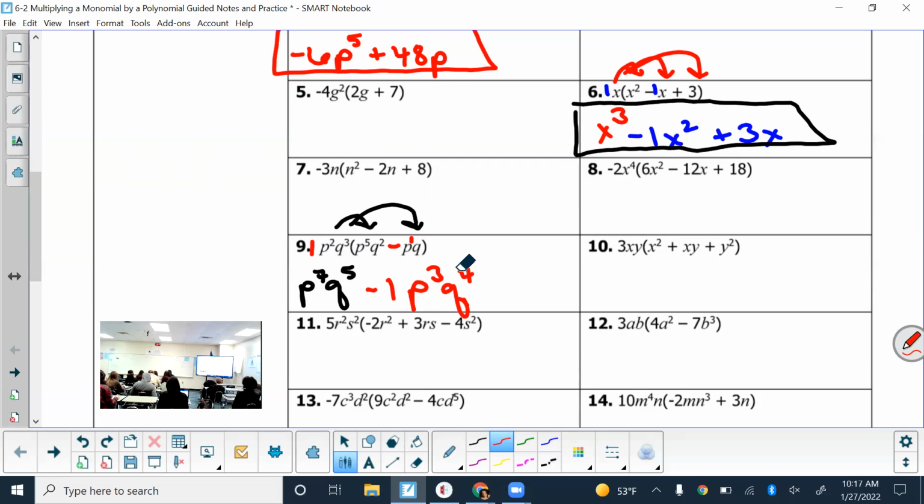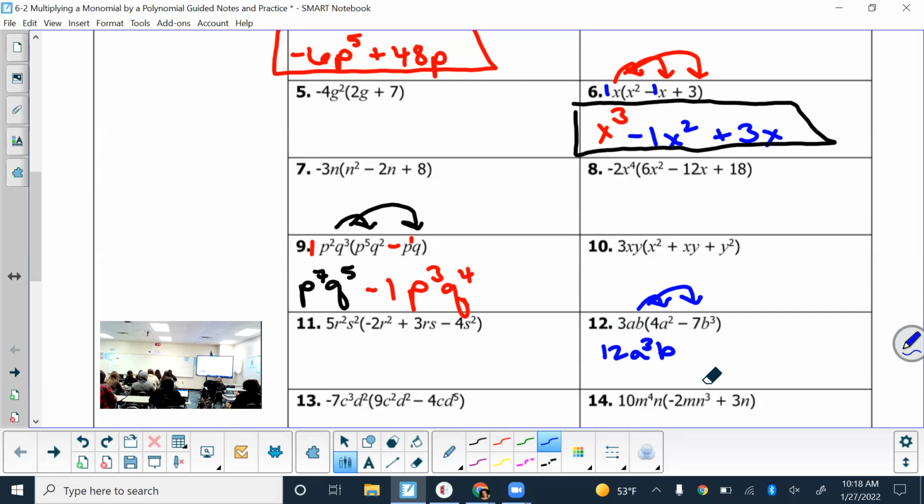All right. Do you guys want to see another one like that, or do you want to try one? Another one? All right. Let's look at one with minus signs, like number 12. So 3ab times 4a squared. Let's start piece by piece. What's 3 times 4? 12. And then what's a times a squared? A cubed.